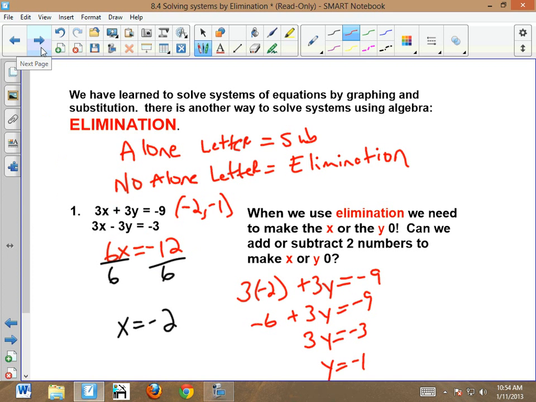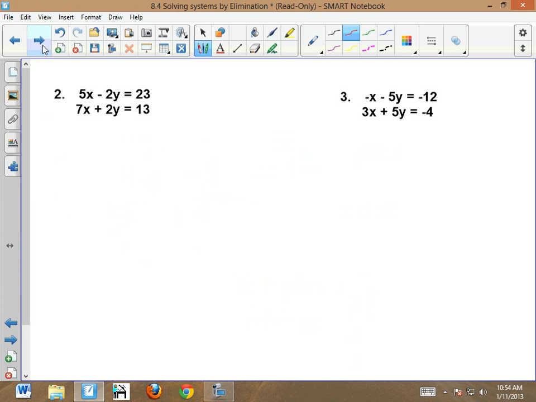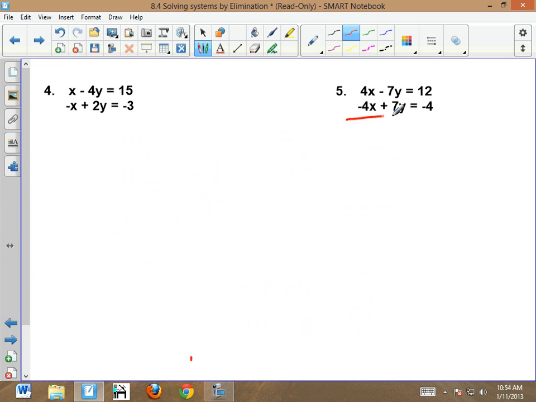Okay, now I do want to show you number 5. Let's look at number 5. What's 4 minus 4? 0. That eliminates, right? What's 7 minus 7? That eliminates. So I get 0 equals, what's 12 minus 4? 8. Does 0 equal 8? Is that true? No, that's not true. So if it's not true, that means no solution.